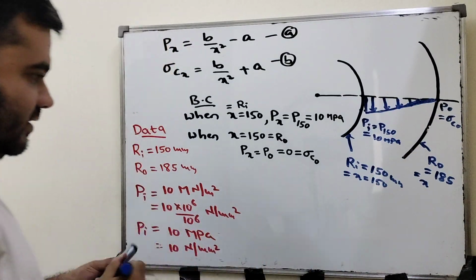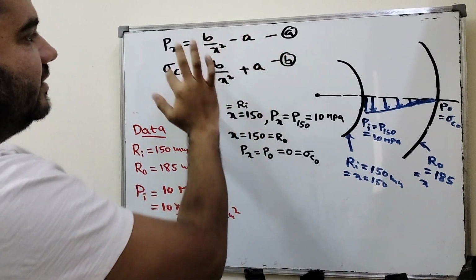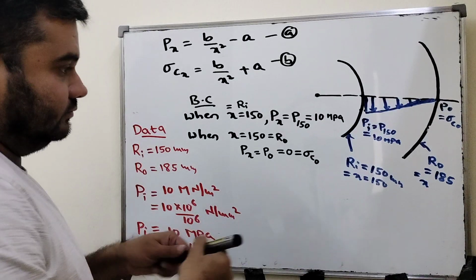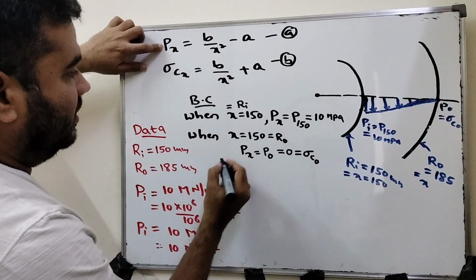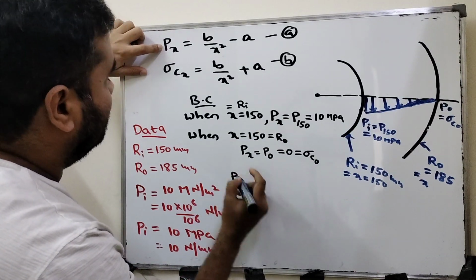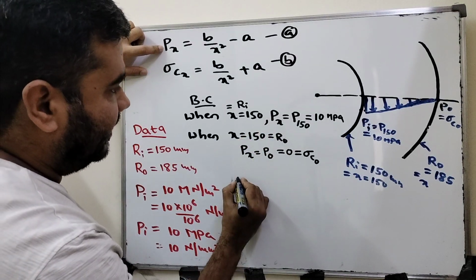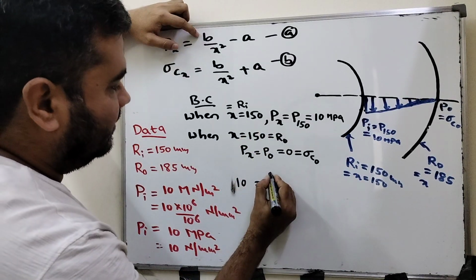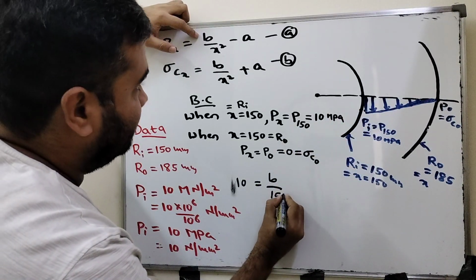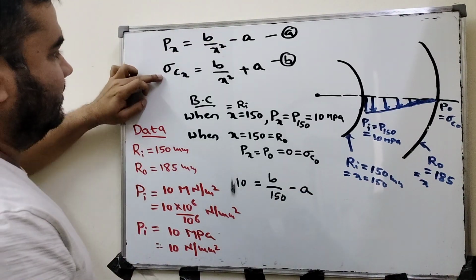Now come to the next point. Apply these boundary conditions. Come to the problem now. Apply these boundary conditions and try to solve for A and B. Okay. Now I am solving that. Apply first when x equal to 150, that is P of 150. P of 150 is 10 MPa. 10 equal to B by x, where x is 150 mm, that is B by 150 minus A. This is one equation. Come to the second.